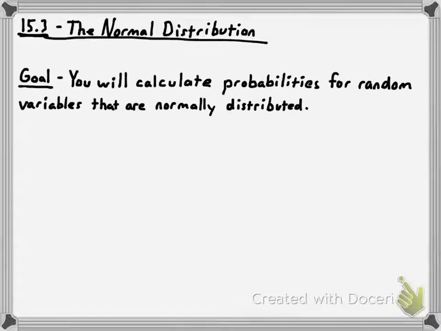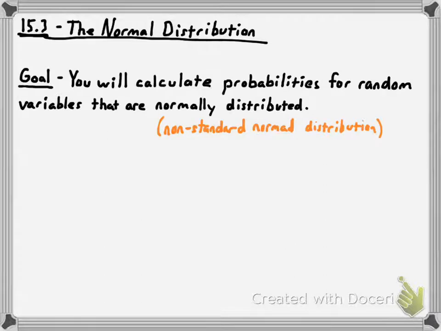Again, this is the second video for this section. You've learned how to do what the goal says basically. You've learned how to calculate probabilities for random variables that are normally distributed already. But what we did specifically in the first video was work with the standard normal distribution. And in this video we're going to focus on the normal distribution that's not standard.